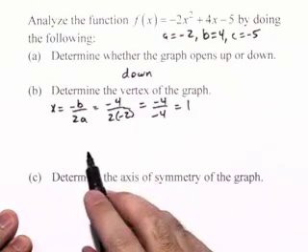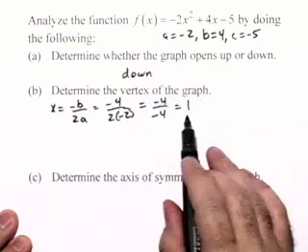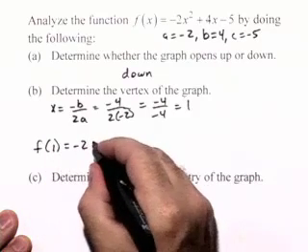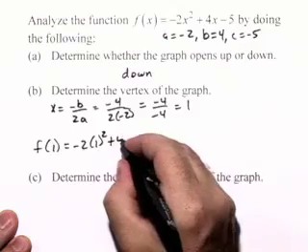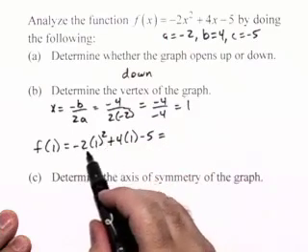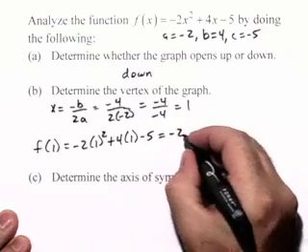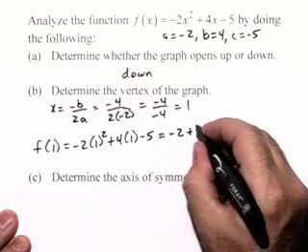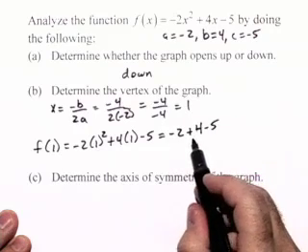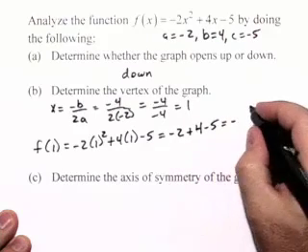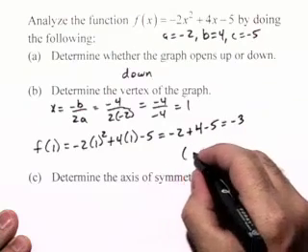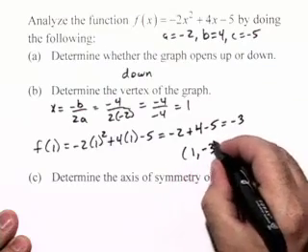We can get the y-coordinate of the vertex by evaluating our function at x equal to 1. That is, we need f of 1, which is negative 2 times 1 squared plus 4 times 1 minus 5. 1 squared is 1. Negative 2 times 1 will give us negative 2, plus 4 times 1, which is 4, and then minus 5. Negative 2 plus 4 is 2. 2 minus 5 is negative 3. So our vertex is the point 1 comma negative 3.